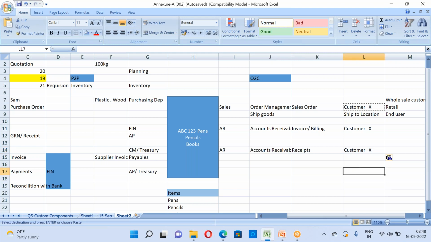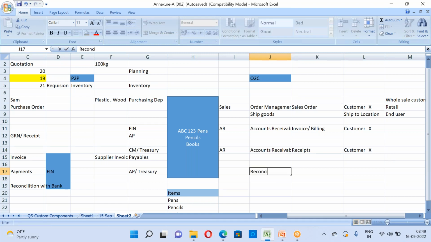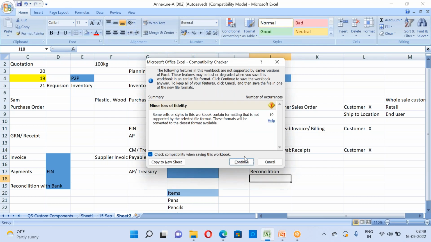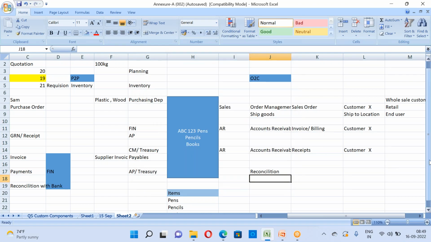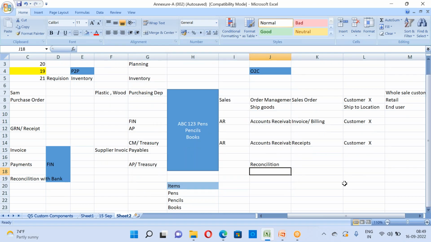So let us say the customer has paid in cash, check, or electronic, right? This is where you record it, and this updates your bank balances. If it is an EFT, it updates your bank balances. If it is cash, you receive cash and give the corresponding receipt. Once it is received, the last step is reconciliation. So this is the standard O2C flow that you follow, right?